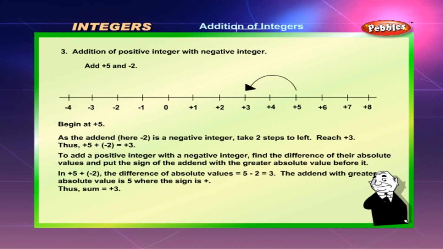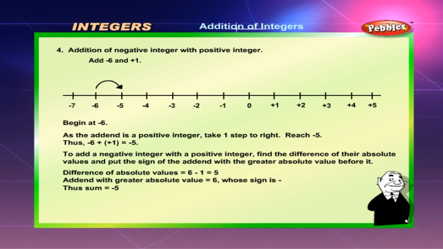In plus 5 plus minus 2, the difference of absolute values is equal to 5 minus 2, which is equal to 3. The addend with greater absolute value is 5, whose sign is plus. Thus, the sum is equal to plus 3.